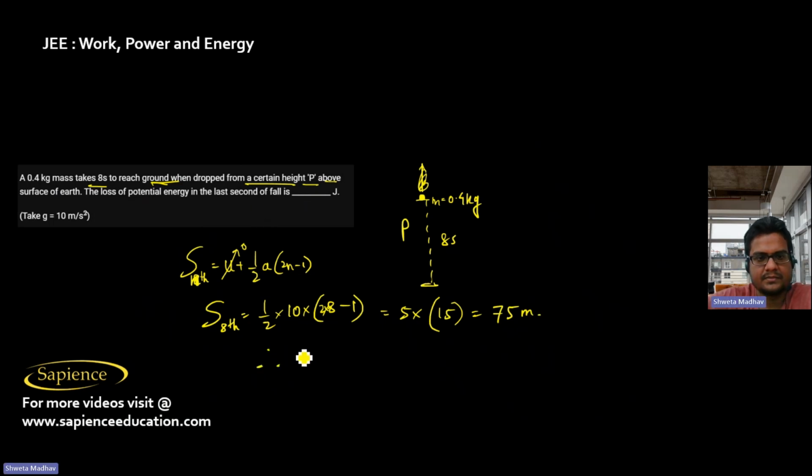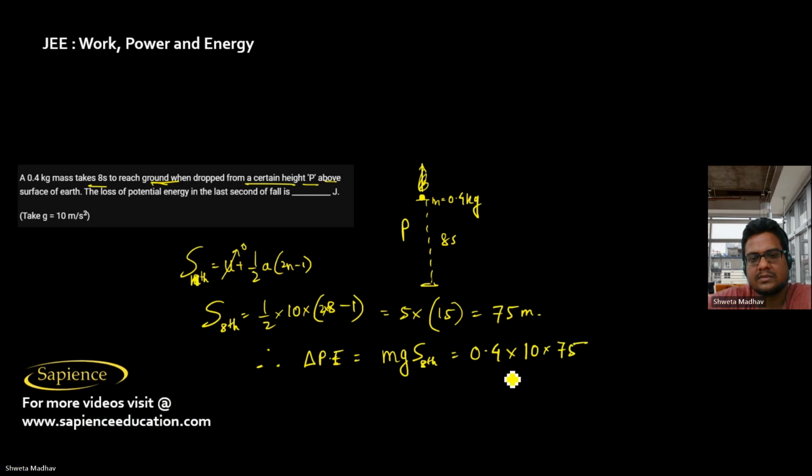Therefore, the loss of potential energy in the last second will be mg into s_8, the displacement in the 8th second. So m is 0.4 kg, g is 10, and s_8 is 75. This is 4 into 75. 4 fives are 20, 4 sevens are 28, so 300 joule. So the loss of potential energy in the last second is 300 joule.